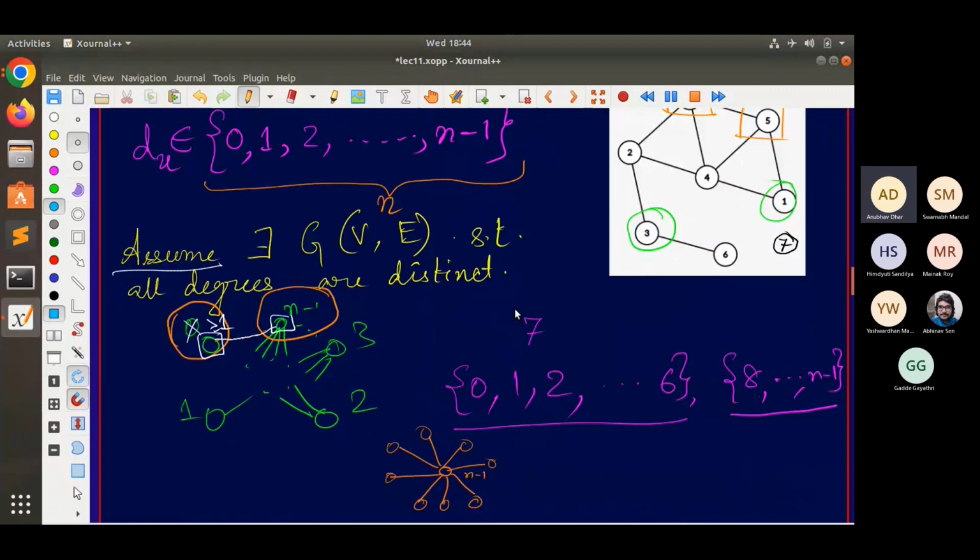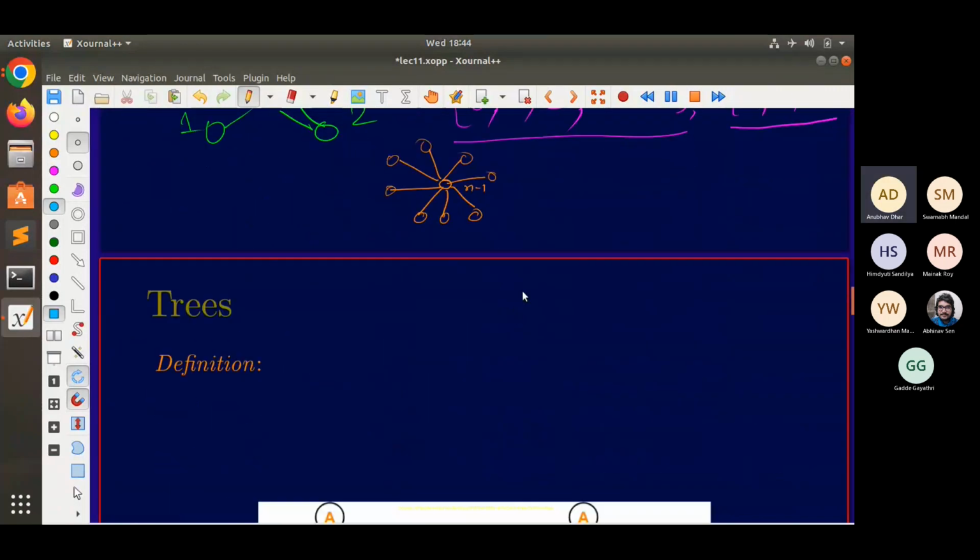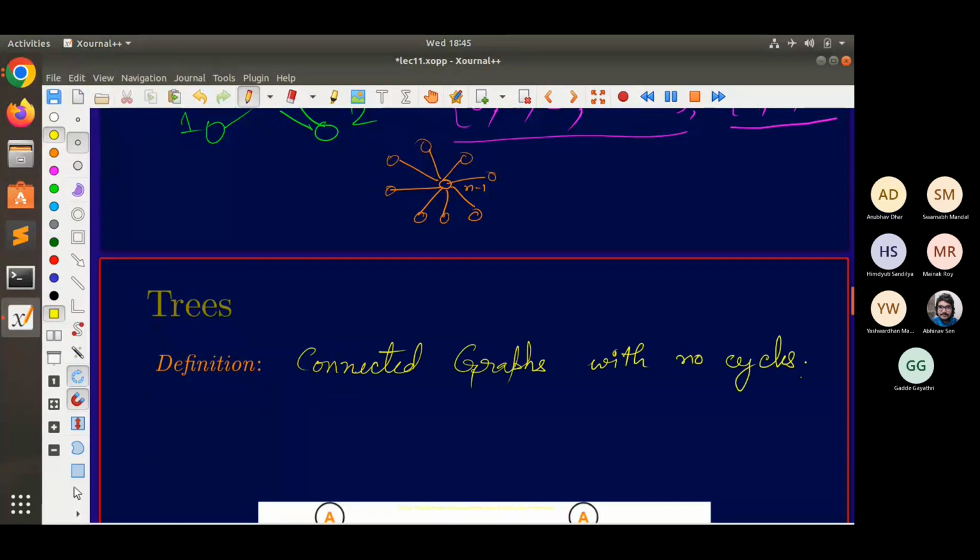Okay, now moving on to trees. Can anyone quickly tell me the definition of trees? It was covered in the last class. Okay, so basically trees are connected graphs with no cycles. Fine, rings a bell.